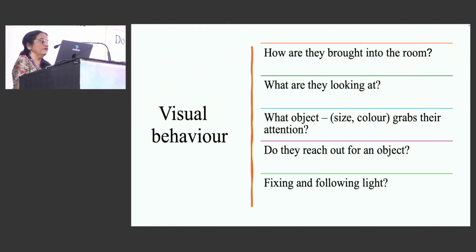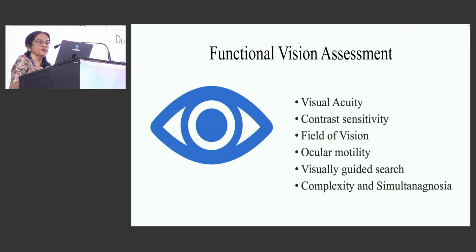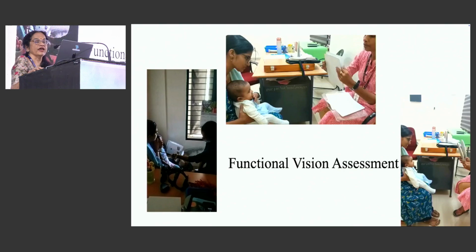But what we are more interested in is the visual behavior of the child also. How the child is brought into the room, what is he looking at, what's the color and the size of the object the child is interested in. Is he reaching out for an object like that. So these are the aspects of the functional vision assessment we are testing.